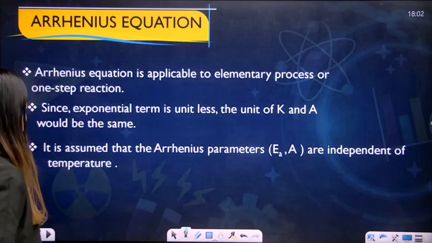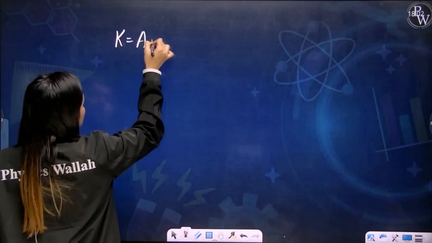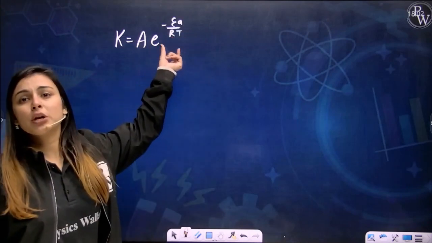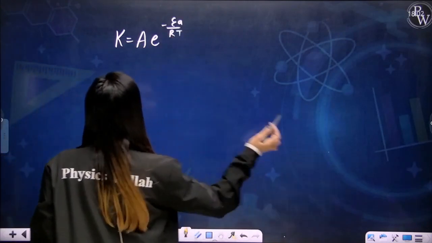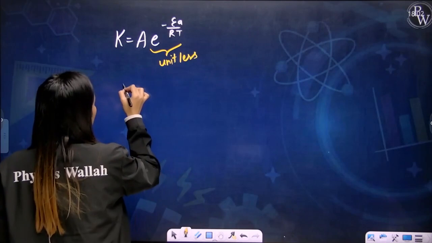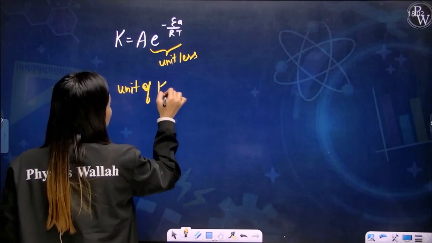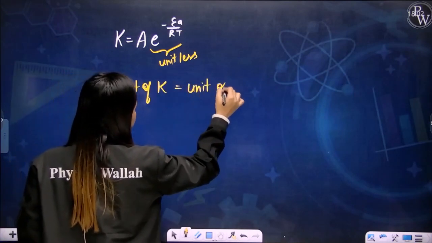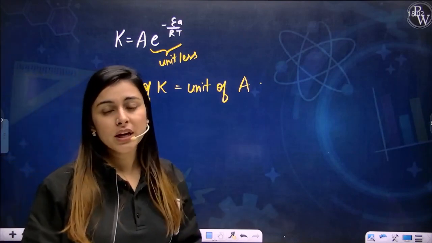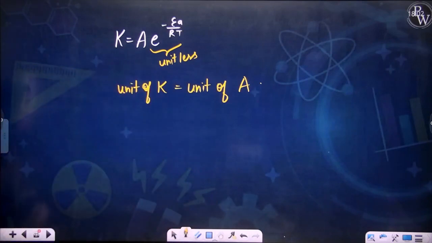Now, I want to make you understand this part. See, if we talk about the Arrhenius equation, then K is equal to A e raised to the power minus EA by RT. Now, my dear students, this is the exponential part. So, the exponential part, this is actually unitless. So, the unit of K is actually equal to the unit of A. Okay, this is what you have been told because it is an exponential factor, so it is unitless. If you want to write it, write it.